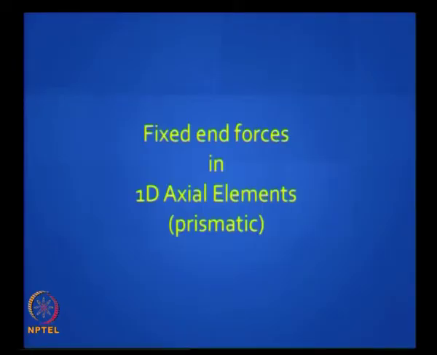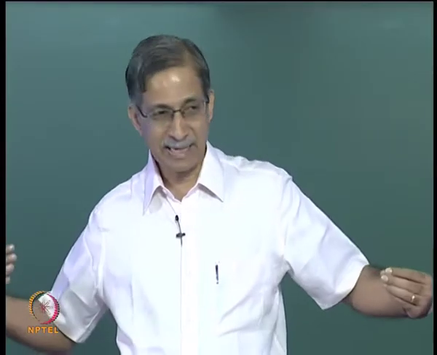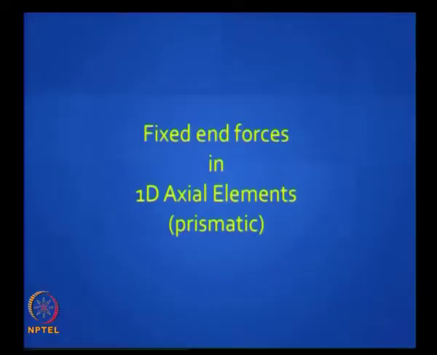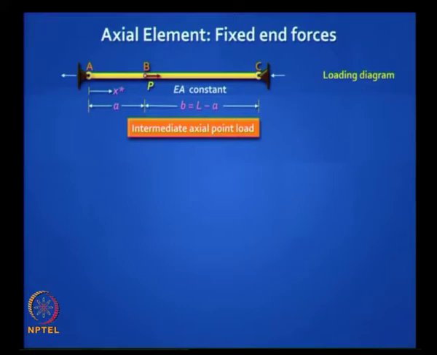Okay, theory is over. Now we get into problems, but before we do the problems, you will encounter intermediate loads in one dimensional axial systems. So let us quickly finish that and then we will be ready. So let us say I have an axial element with an intermediate load P located at distance A, B, right.